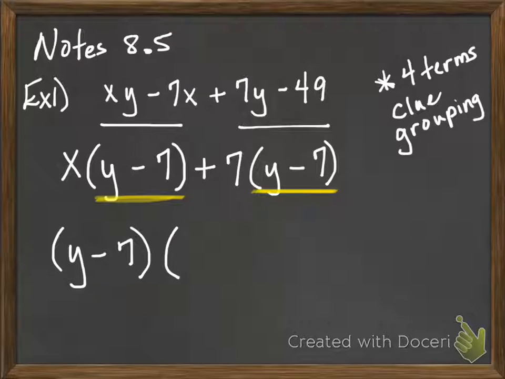This is visual. This times what gives you this? And this times X gives you this. Good. So X goes here. It's just another GCF.